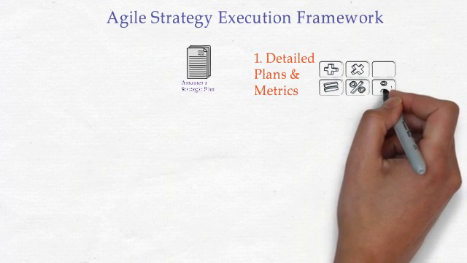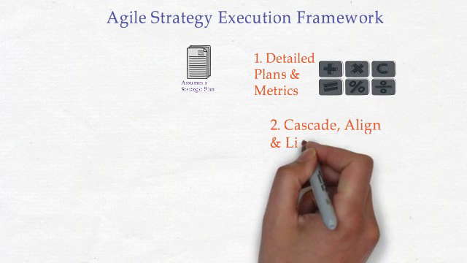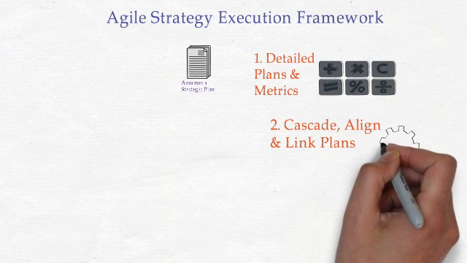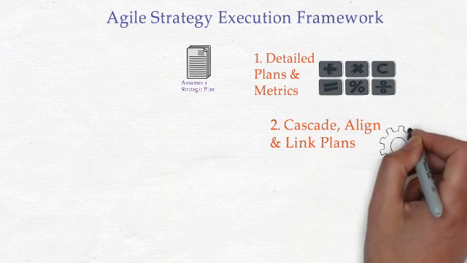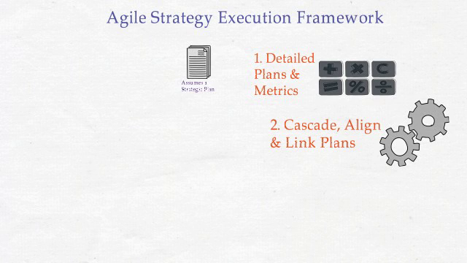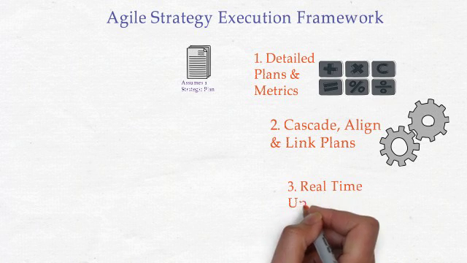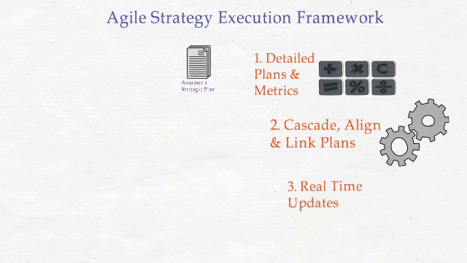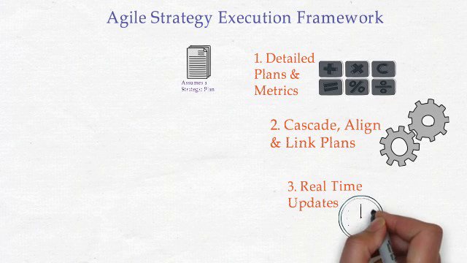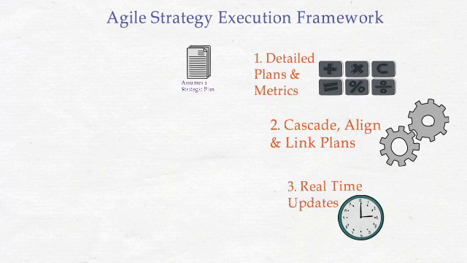Next, these detailed plans must be cascaded, aligned, and linked together, right down to the team level, and translated into specific team or individually defined projects, programs, run-the-business activities, or process improvement efforts. The third component of our Agile Strategy Execution Framework involves institutionalizing a single source of truth for all plan reporting, and then driving real-time plan updates so that work can be properly prioritized, scheduled, and a backlog created.